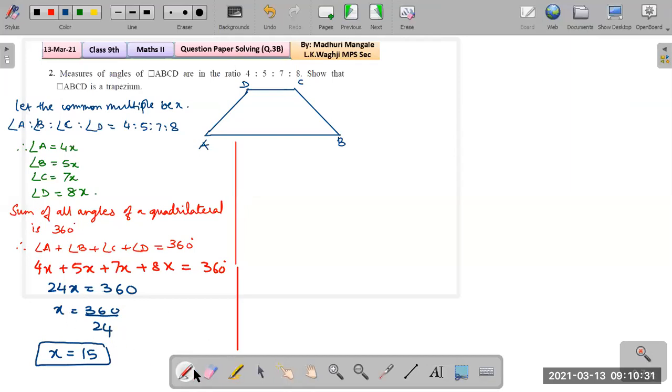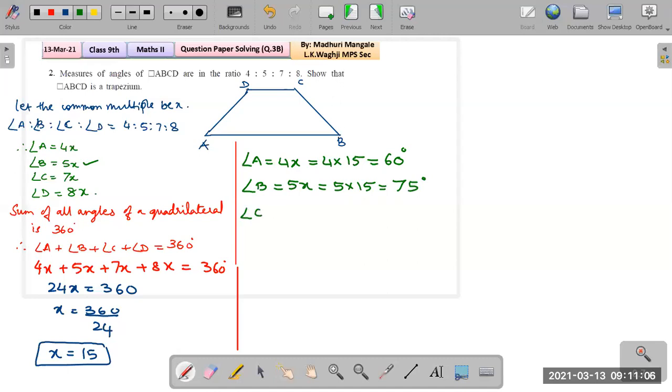Once you get x, what will be the next step? To write out all the angles. So just check angle A, that is equal to 4x. What is x? x is 15. So 4 times 15, that would be equal to how much? That would be 60 degrees. So we have got angle A is 60 degrees. What is angle B? Angle B is 5x, which equals 5 times 15. What will be 5 times 15? That will be 75 degrees.